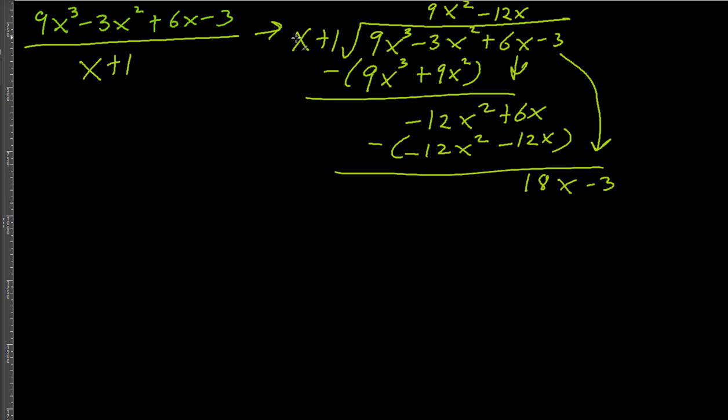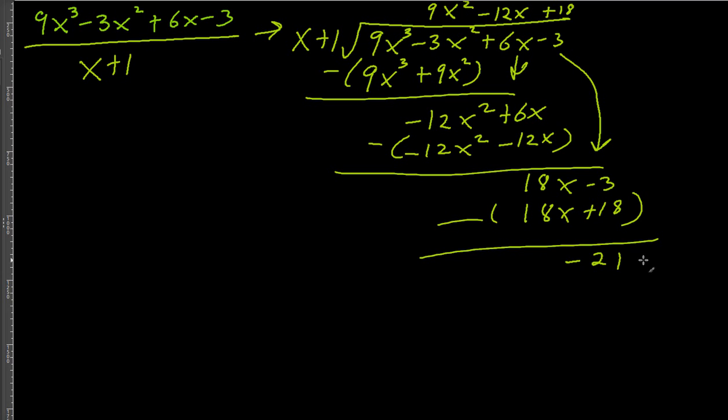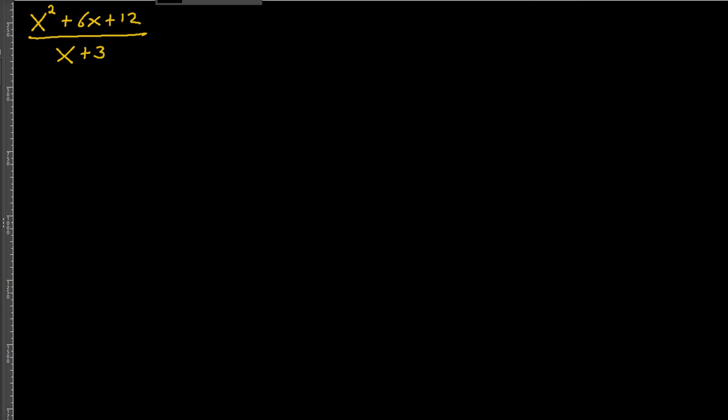What do I multiply x by to get 18x? I would multiply it by 18. So 18, I get 18x plus 18. Then 18x minus 18x is 0. Negative 3 minus 18 is minus 21. And that minus 21 is the remainder. That's why we weren't able to divide this out. But now we can say that's how many times it goes in there with a remainder of negative 21. So I hope that process makes a lot more sense. Let's keep going with more examples, but I think that should be clear.